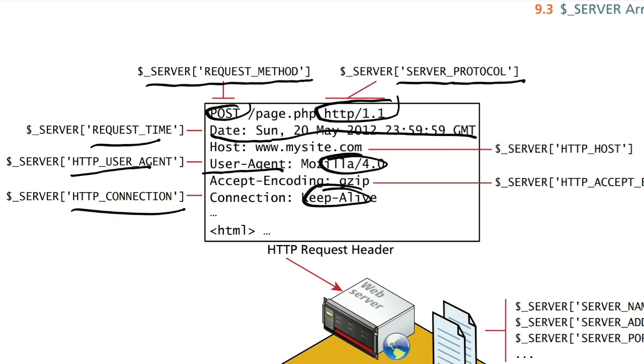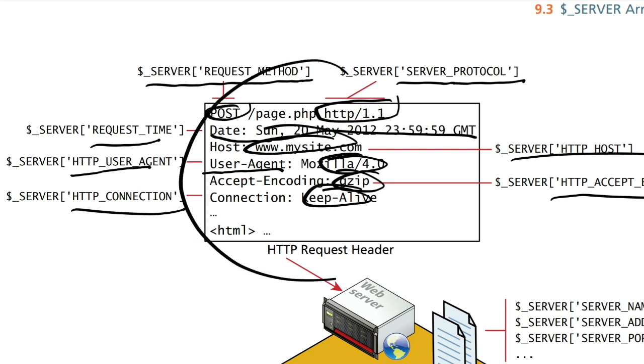HTTP connection, how is the connection status, what is the HTTP accept encoding code, and HTTP server host, which is a host which is getting used. So these are the things which are passed into the HTTP web server.